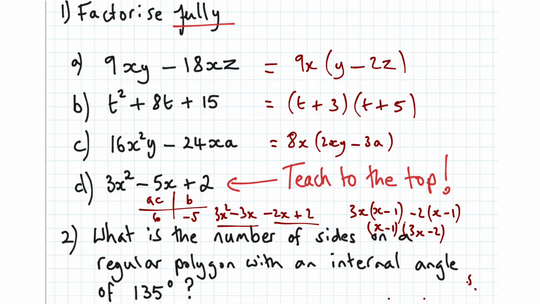On to question 2. Number of sides. If the internal angle is 135, well first of all the external angle is going to be 180 minus that. So it's got an external angle of 45. And then if you divide 45 into 360, you can find out how many sides it's got. And 360 divided by 45 is actually 8. So there's 8 sides on that shape there. Let's move on to question 3.